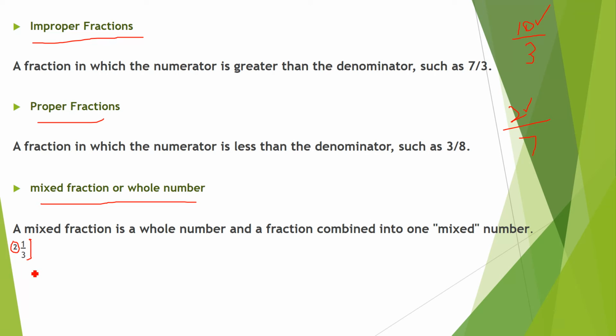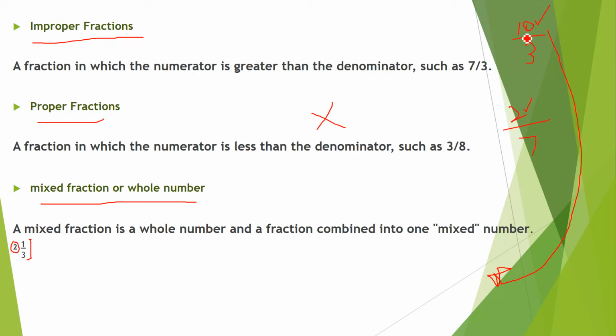The important thing is that an improper fraction, in which the numerator is greater than the denominator, can be converted to a mixed fraction. Keep in mind, only an improper fraction we can convert into a mixed fraction. A proper fraction we cannot convert to a mixed fraction. Why? Because in proper fractions we have the numerator less than the denominator.